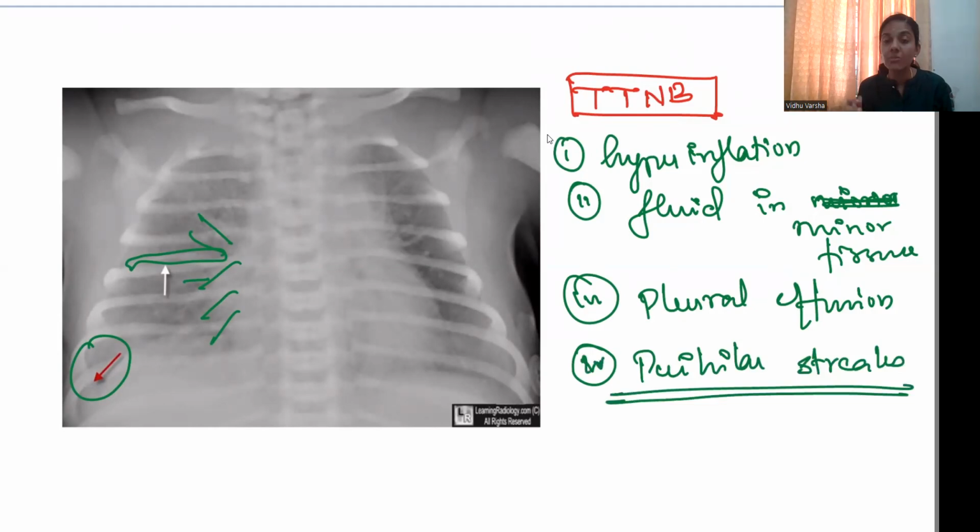Why am I discussing the X-ray findings? Because they can give you the X-ray findings, for example an X-ray of a child showing perihilar streaks with hyperinflation. What is your diagnosis? That can be a question also. So that time you should not get confused between respiratory distress syndrome and transient tachypnea of newborn.